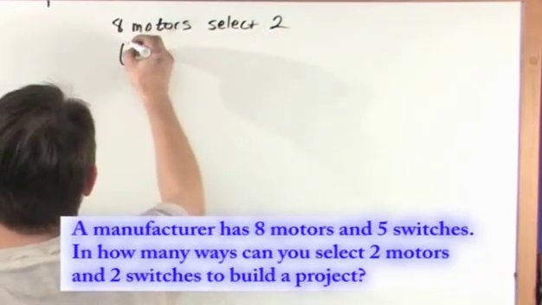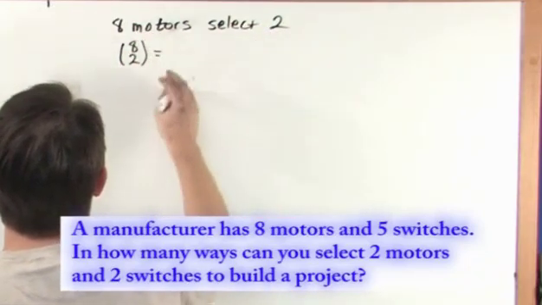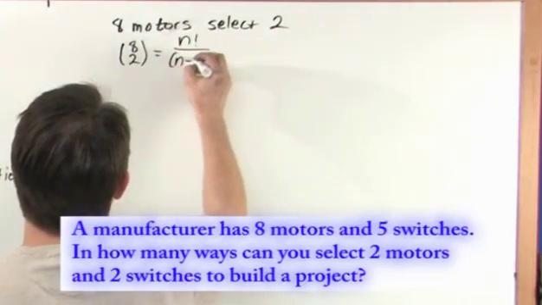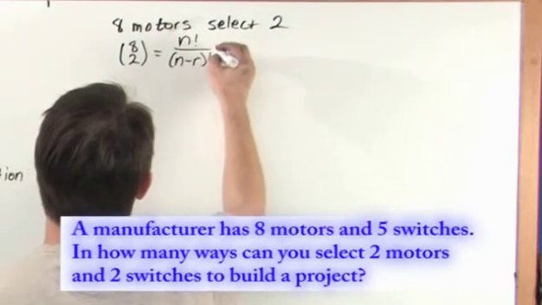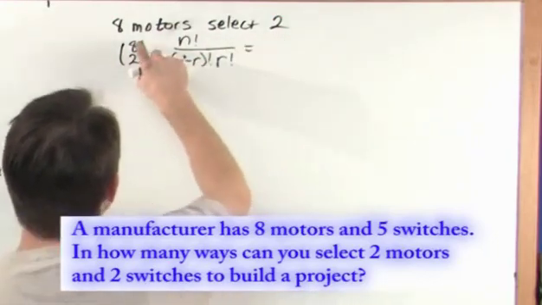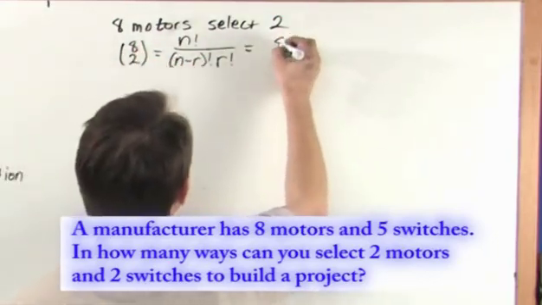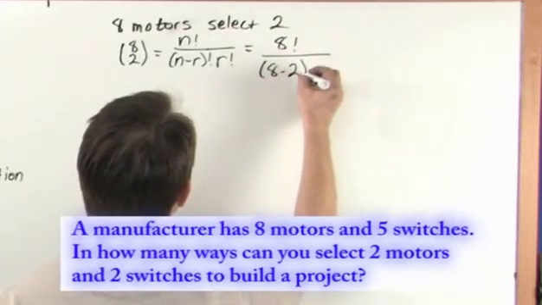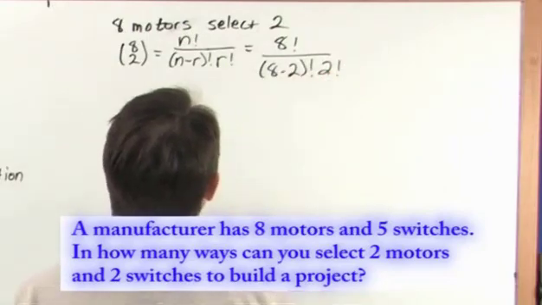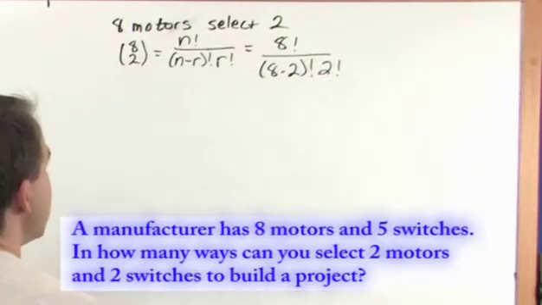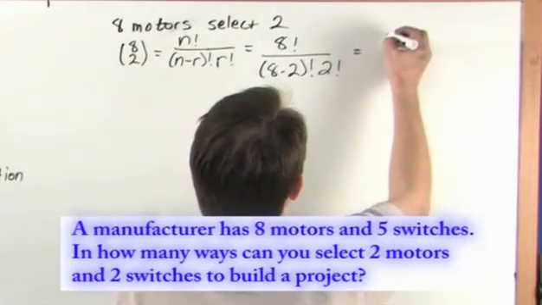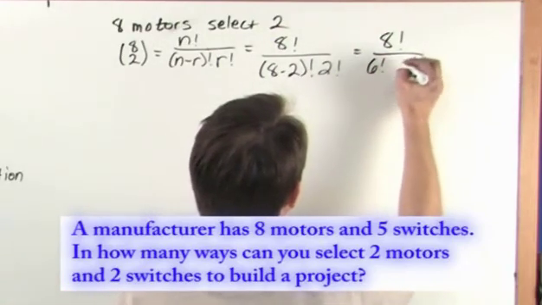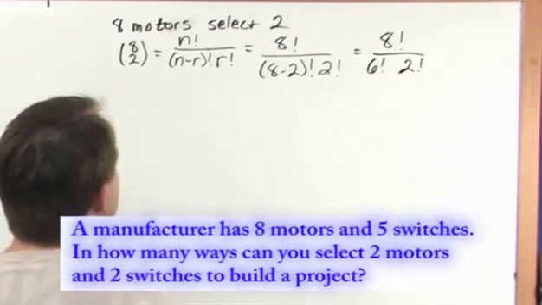Because we know it's a problem in combinations, it's going to be 8 choose 2. It's n factorial over n minus r factorial times r factorial. N is 8, r is 2. So it's 8 factorial over 8 minus 2 factorial times 2 factorial. On the top we have 8 factorial, and 8 minus 2 is 6, so 6 factorial times 2 factorial on the bottom.